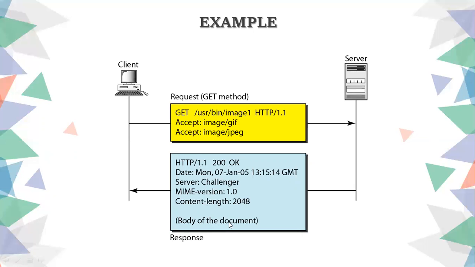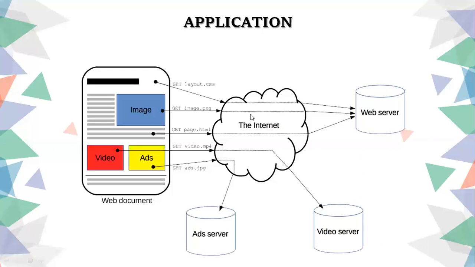There is no body of the document here. The body of the document will be given if anything is required, from the server to the client side. This is the response. The response looks like it uses the status code and the version of the protocol. The request uses the method, the path, and the protocol version. So this is an application.